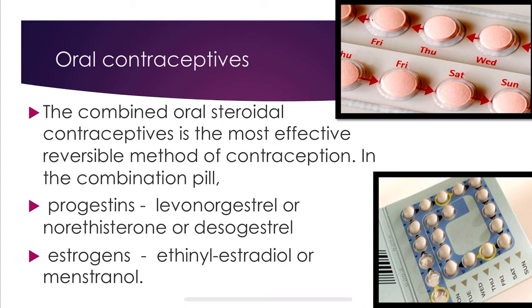Progestins are in the form of levonorgestrel (LNG), norethisterone or desogestrel. So guys, LNG, norethisterone and desogestrel. Estrogen is ethinyl estradiol or mestranol. So guys, you remember oral contraceptives are an effective, reversible method, in the form of a combination pill. We have progestins, you can remember LNG in that. Estrogens, you can remember ethinyl estradiol.